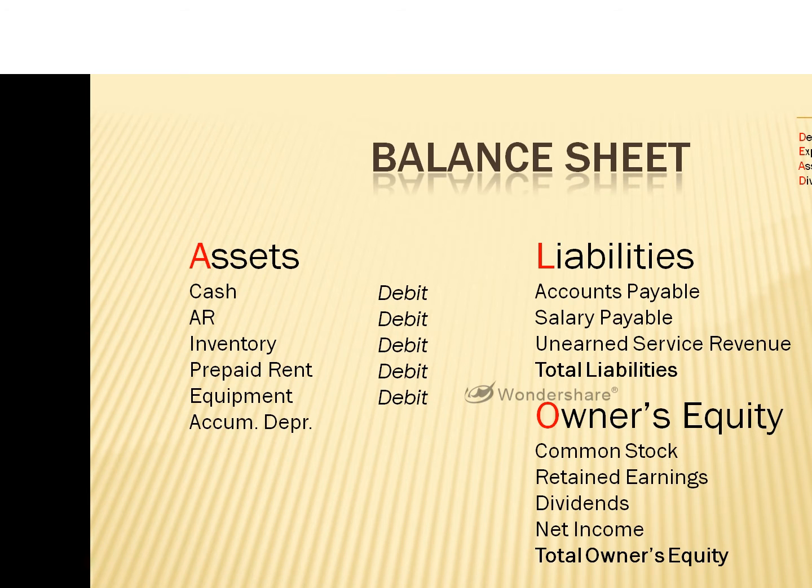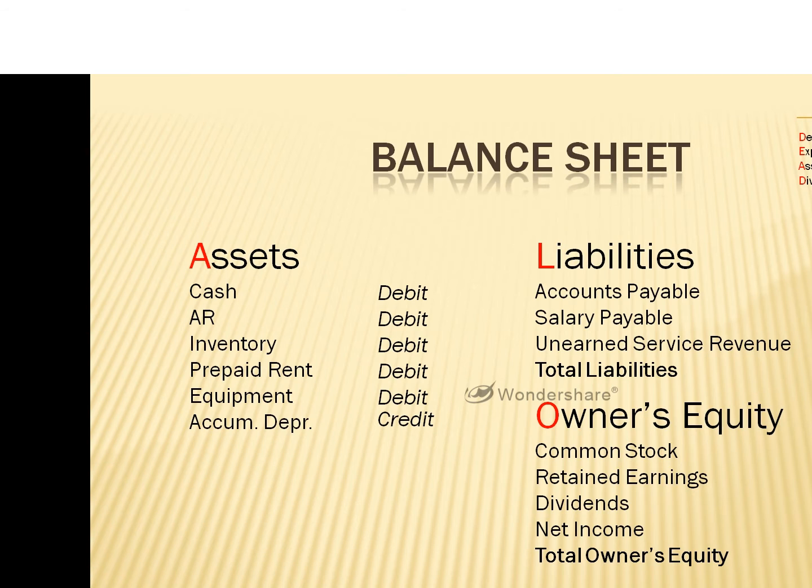Now, our accumulated depreciation is considered a contra account. The way I remember contra is to remember just the opposite. So if our asset, which is equipment, has a debit balance, our contra account would need to be a credit balance. So we would bring in these accounts this way and total them up.